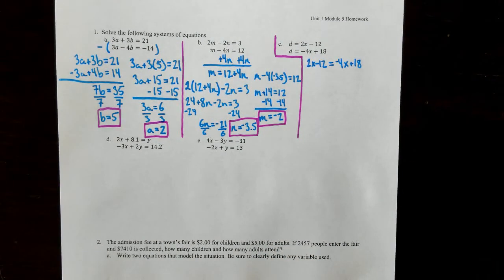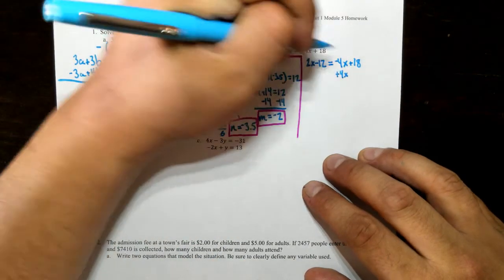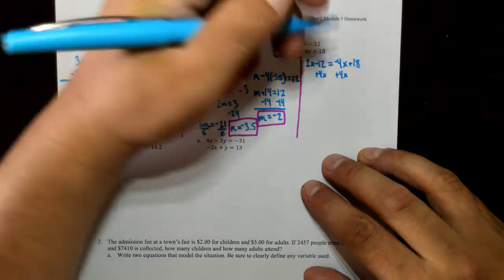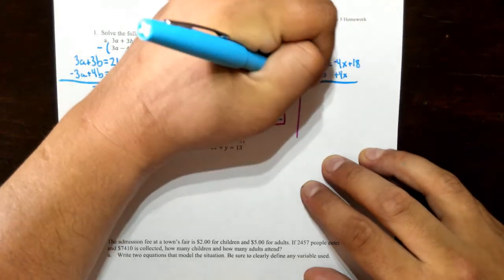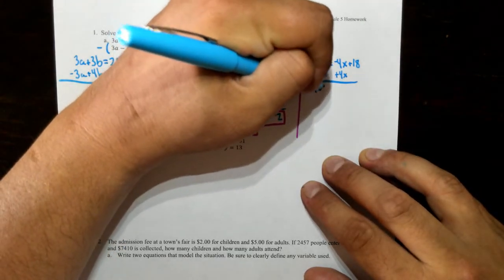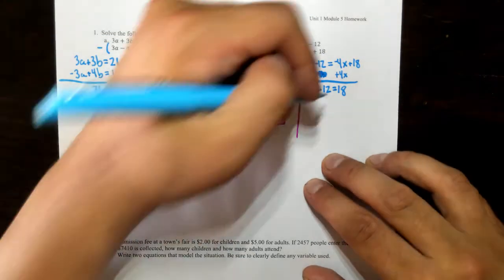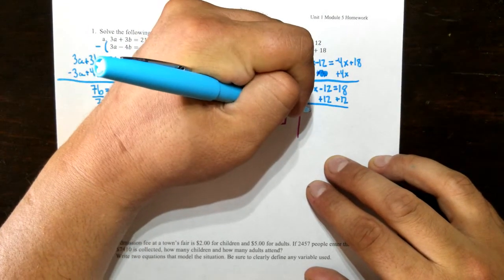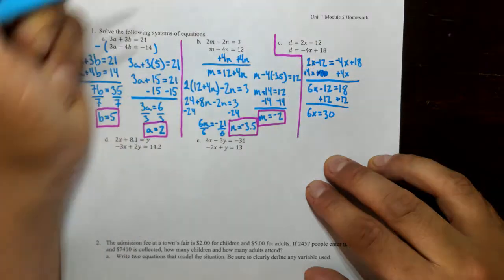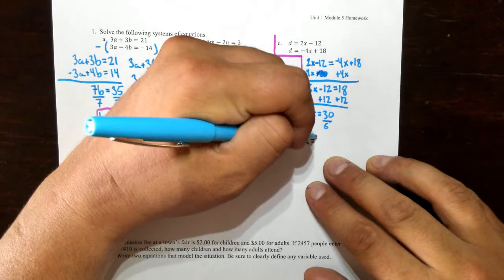And now I can solve for x. So I want to move all my x's to one side, all my constants to another. So I'm going to add 4x to both sides. So I'm going to have 6x minus 12 equals 18. And then add the 12 to both sides. So let's see, 6x is equal to 30, and then divide by 6. So x, I know, is 5.